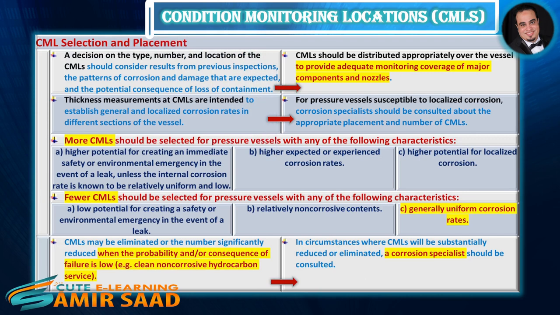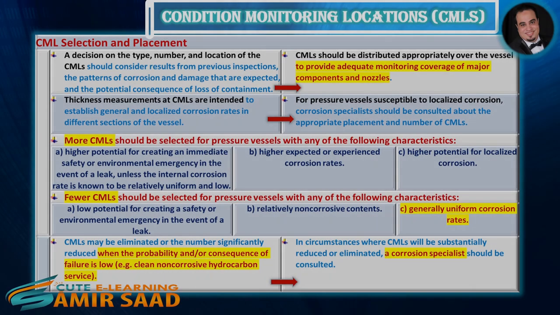CML selection and placement. A decision on the type, number, and location of the CMLs should consider results from previous inspections, the patterns of corrosion and damage that are expected, and the potential consequence of loss of containment. CMLs should be distributed appropriately over the vessel to provide adequate monitoring coverage of major components and nozzles. Thickness measurements at CMLs are intended to establish general and localized corrosion rates in different sections of the vessel.